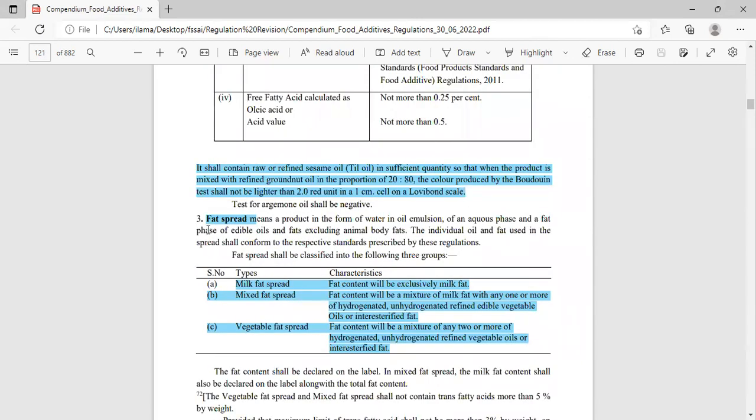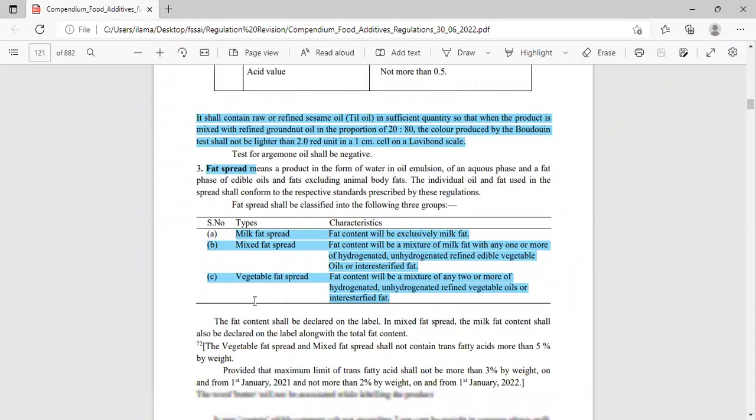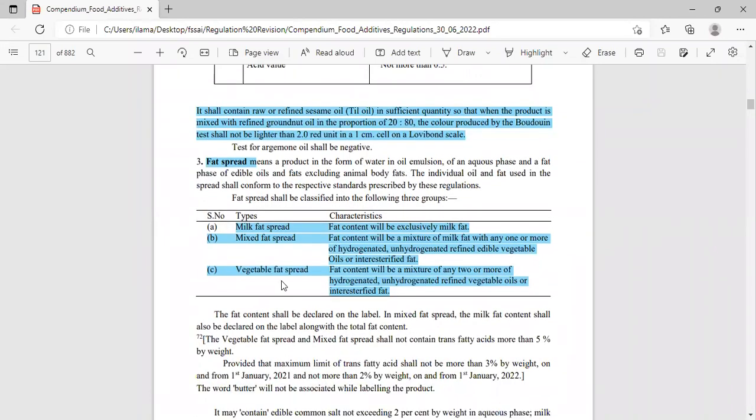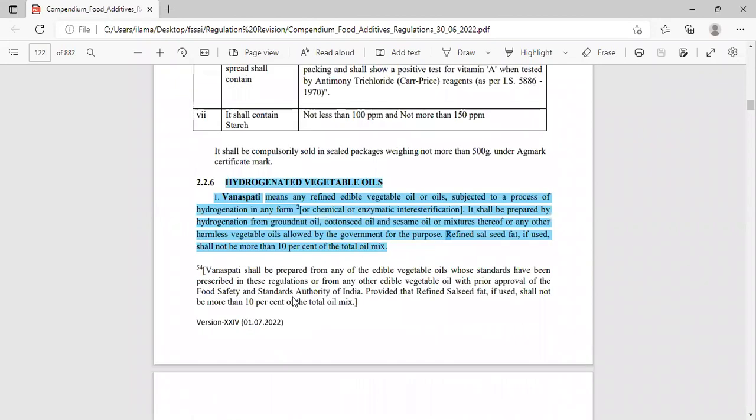And then see what fat spread is and its types. If it is obtained from milk fat, it is milk fat spread, and if it is a combination of both, it is mixed fat spread. And then if it is obtained from vegetable oil, it is vegetable fat spread. And then know what hydrogenated vegetable oil is. Here, vanaspati is one type of hydrogenated vegetable oil. And see if refined sal fat is found in vanaspati, it has to be not more than 10% of the total oil mixture.